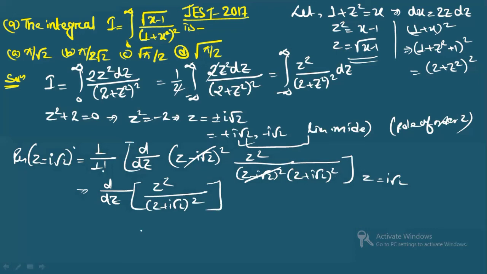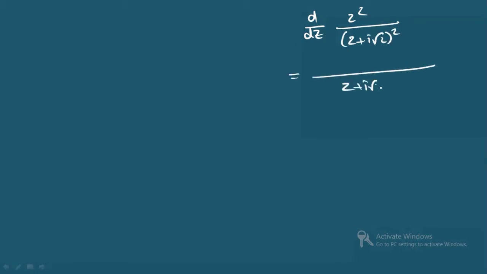Now what you will do? You will do the differentiation. So you will have to do the differentiation of d by dz of z square by (z plus i root 2) whole square. So it's just simple. This will give you (z plus i root 2) whole square as it is, times 2z, minus z square as it is, times 2 (z plus i root 2), and again on differentiating the bracket, you will just get 1.